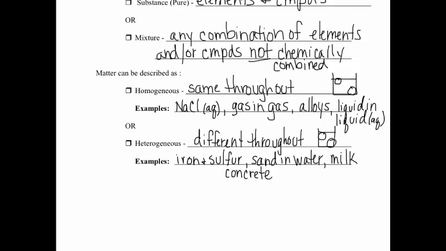Another example you may have had exposure to would be concrete. Concrete has rocks and lime and all sorts of stuff mixed in with it, and it's not homogeneous. And that's probably good because at the surface we want it to be nice and smooth, and if the rocks were at the surface then it wouldn't be smooth.